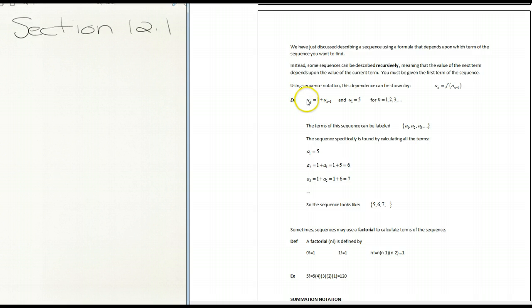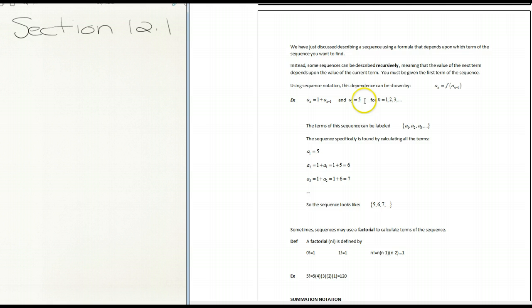So here we have a recursive definition for a sequence. We know that a sub 1 is 5. That means the first term of the sequence is 5. Yes? We're told that if you know the n minus 1th term, then you get the nth term by adding 1 to the n minus 1th term. Yes? So for example, if we know the first term is 5, how do we get the second term of the sequence? Well, let's go down here. So the sequence is found by calculating the terms.